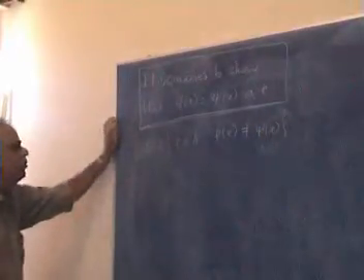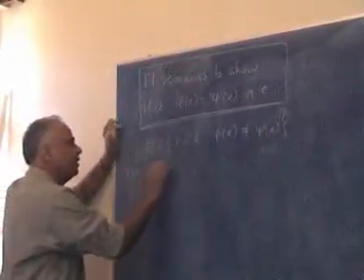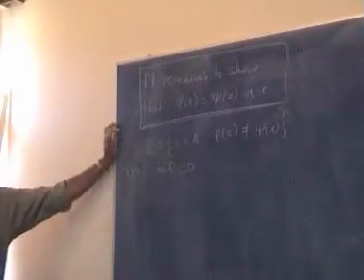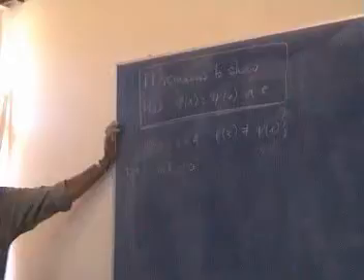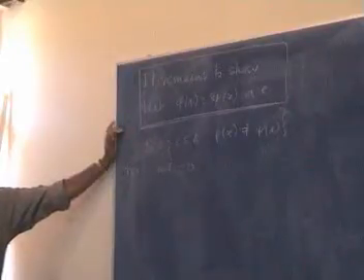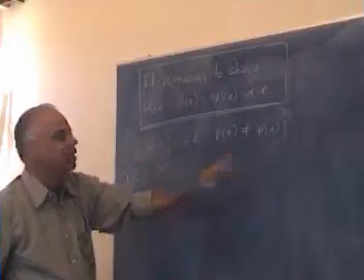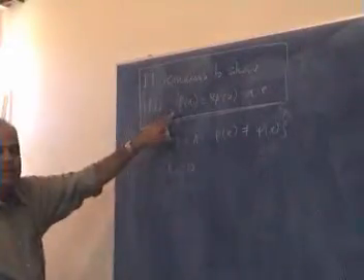So we want to show that E is measurable. We want to show that this set is measurable. This is obviously measurable because these two are measurable functions.